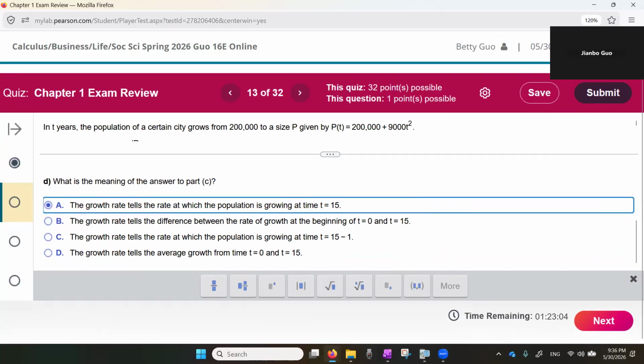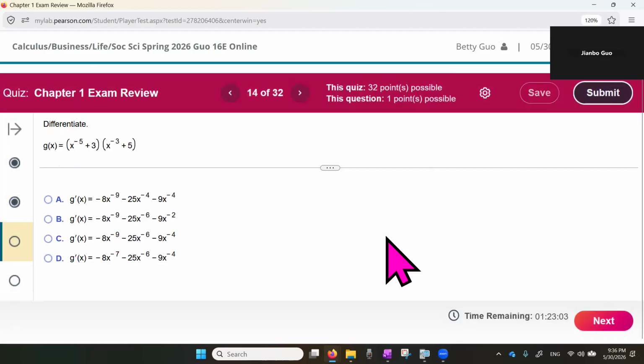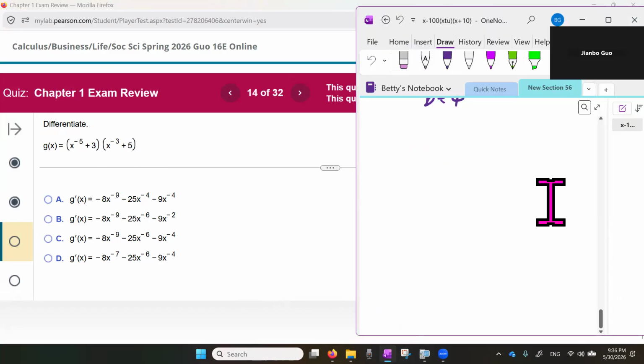Okay, next. Question number 14. We have a function. The structure of the function is a product. I think we are going to use the product rule to process this question. So I'm going to use y to replace g, okay? I'm going to give g a different meaning, or just forget about this g.